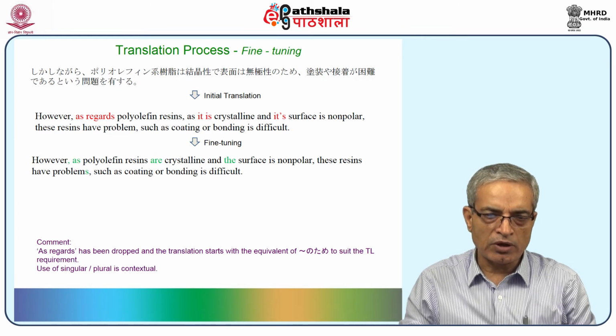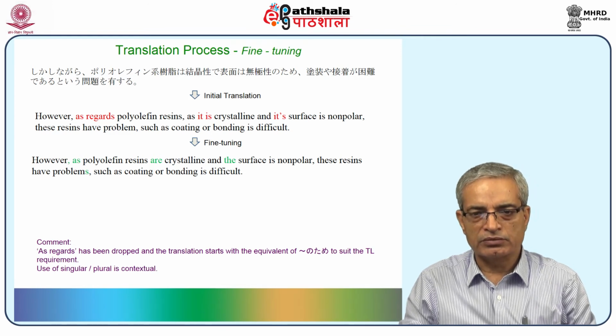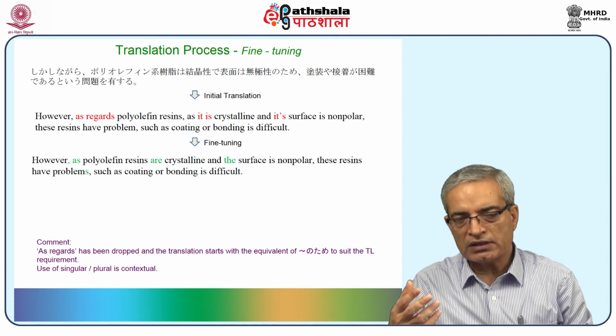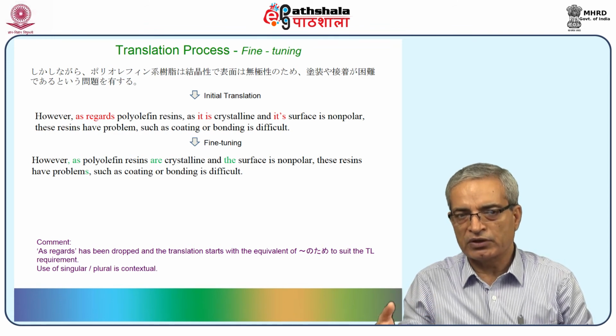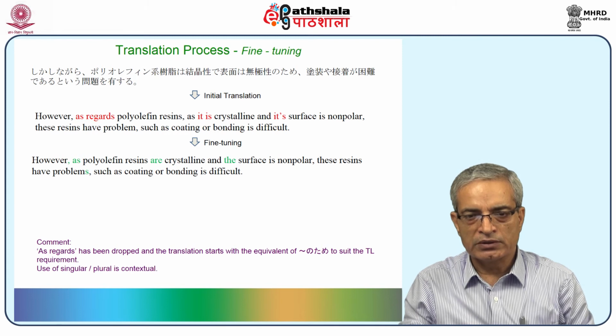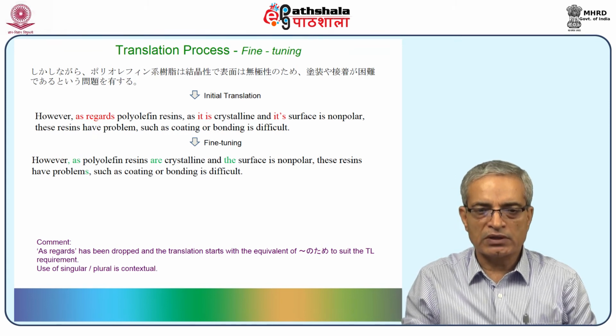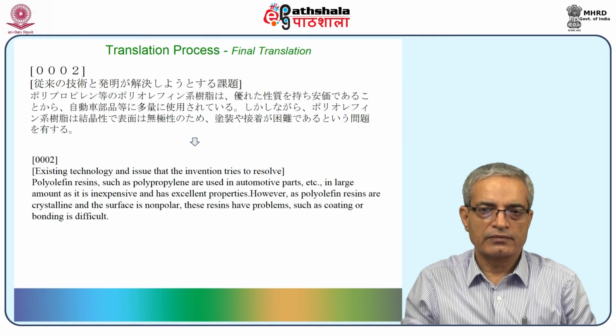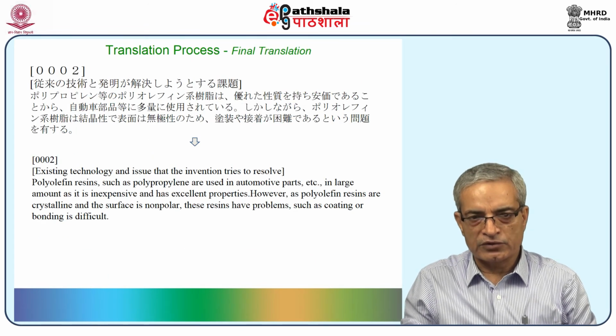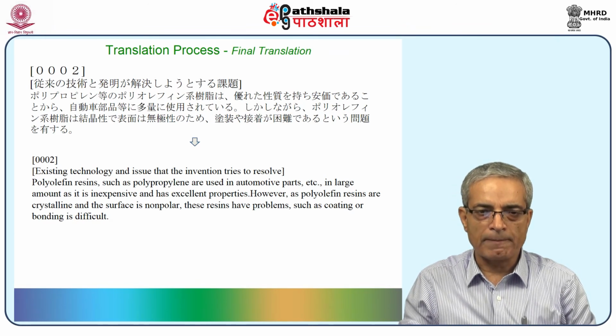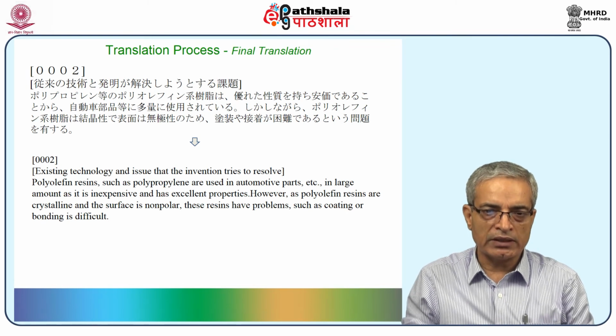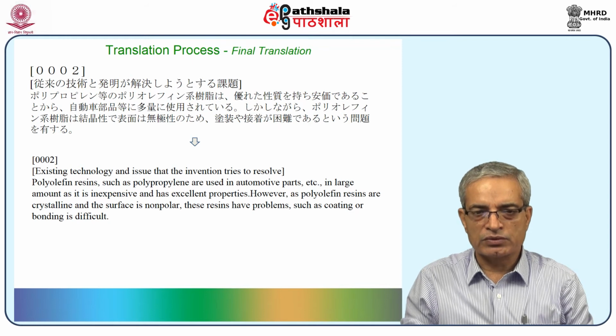As regards has been dropped in this particular case. When you are not very clear, then as regards is put. But when you are clear, then as regards can be dropped. Then use of singular or plural is context dependent. This is the translation. 0002 remains as it is. The jurai no gijitsu to hatsume ga kai ketsu shiyou to suru kadai becomes existing technology and issue or issues that the invention tries to resolve.